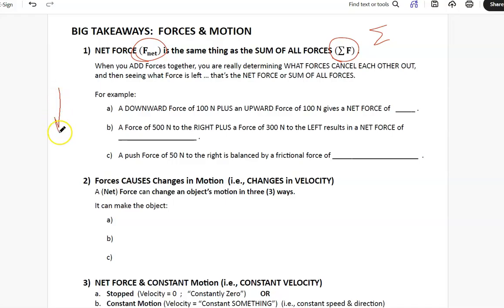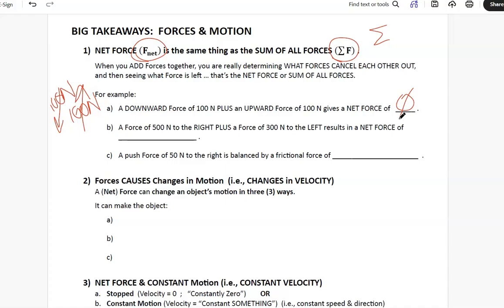You have a downward force of 100 newtons. And then you also have an upward force of 100 newtons. Well, you can imagine if somebody is pushing you down with 100 newtons of force and somebody else is pulling you up with 100 newtons of force, the net force on you is going to be zero. These two forces will cancel out completely. So your net force is just simply zero.